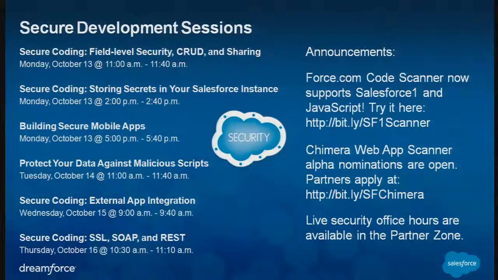And a couple announcements. We have the Force.com code scanner now supporting Salesforce1 and JavaScript. So if you've checked that out, you can now scan more languages. And so we've got a bit.ly link for that. And additionally, we have the Chimera web app scanner. So that's got alpha nominations open, and you can apply if you're a partner at that URL.